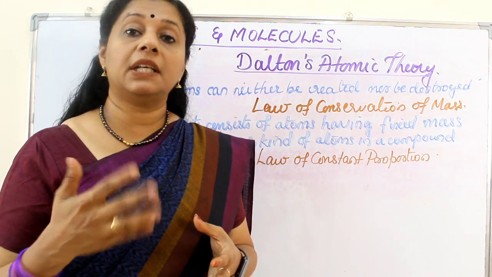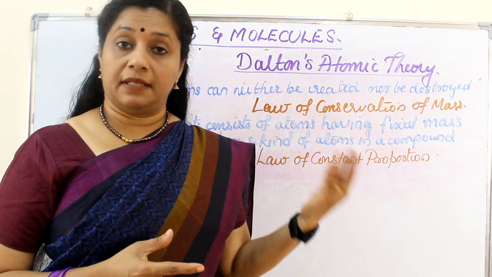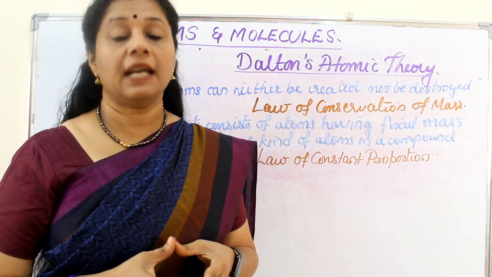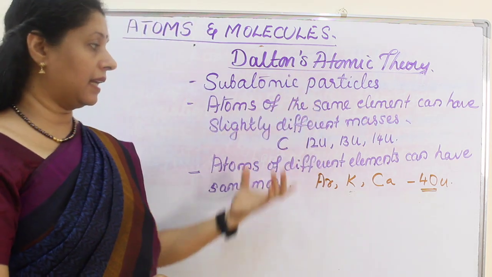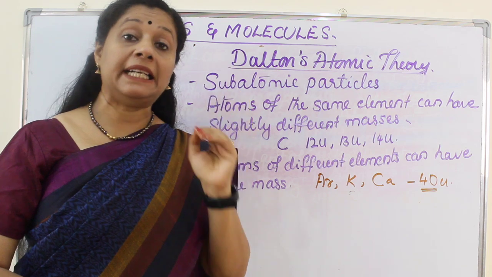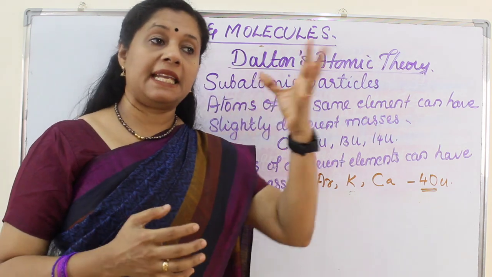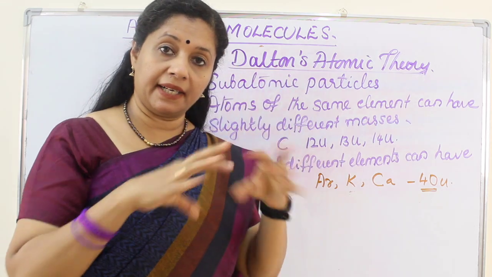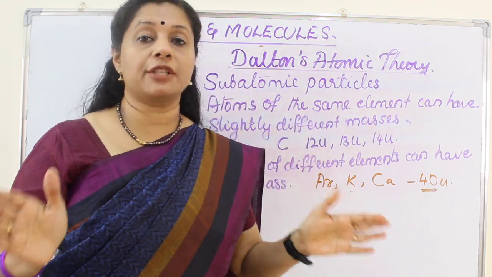But when we further did experiments in this field, we came across certain demerits of Dalton's atomic theory. Let's see what they are. The disadvantages of Dalton's atomic theory are listed here. First, Dalton told that atoms are indivisible particles. That means we cannot divide atoms further. Any matter, if you keep on dividing, you will finally come to atoms. After atoms, no more division is possible.